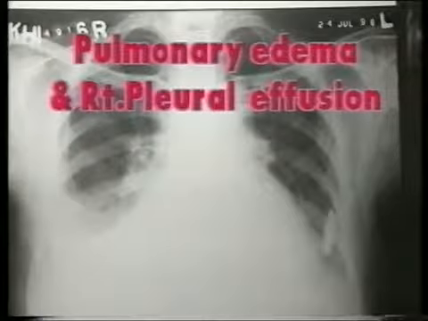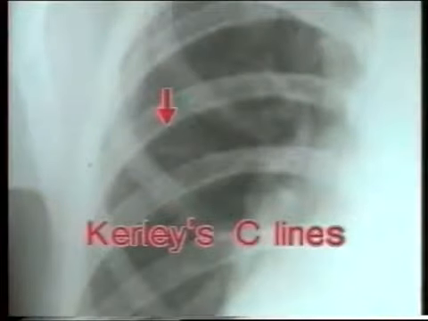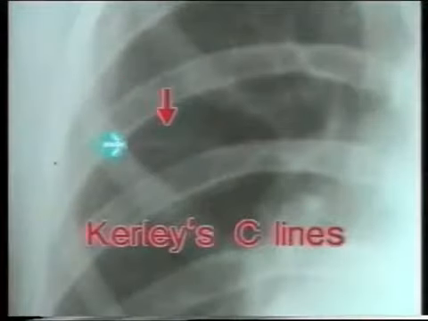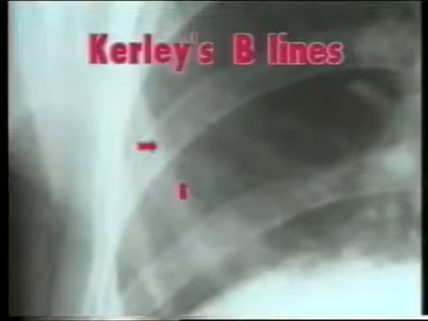Now we will have a look at the Kerley's lines or lymphatic lines. Note this thin line in the mid-zone. This is a Kerley C line. And this horizontal lymphatic line 2 centimeters long above the right costophrenic angle is Kerley B line.